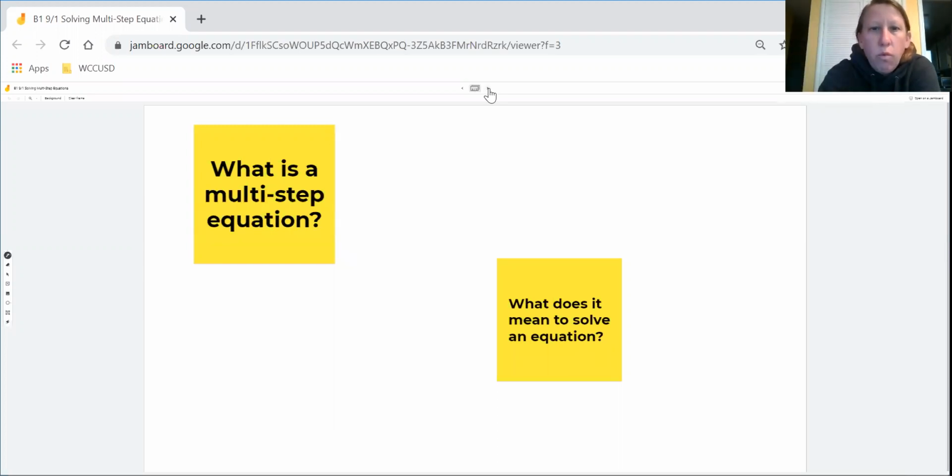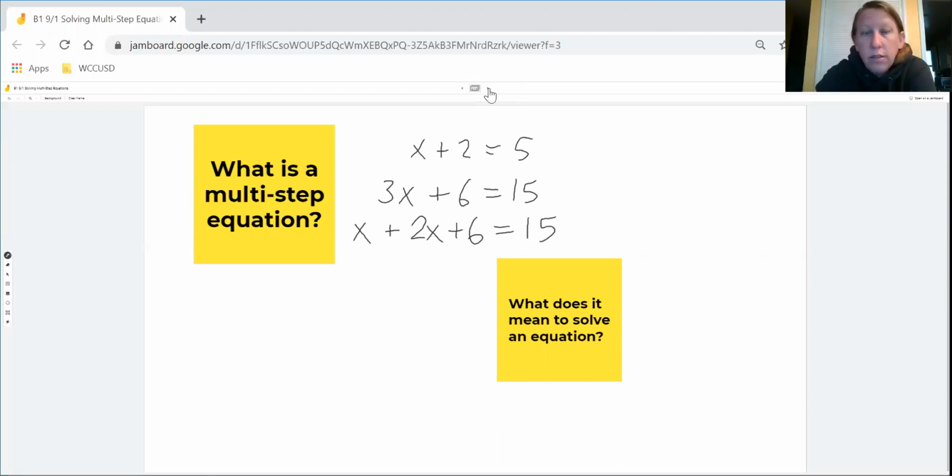Let's go back. A one-step equation is like x plus 2 equals 5. A two-step equation would be something like 3x plus 6 equals 15. A multi-step equation would be something like x plus 2x plus 6 equals 15. So there's a little bit more to do.